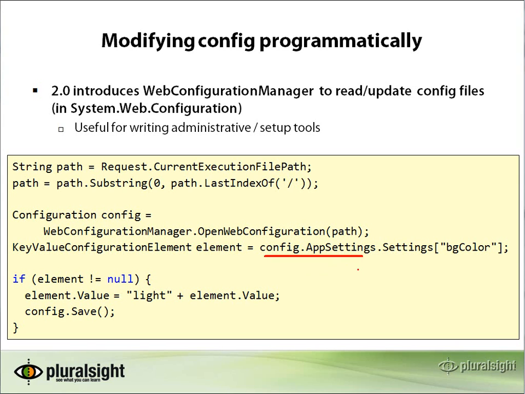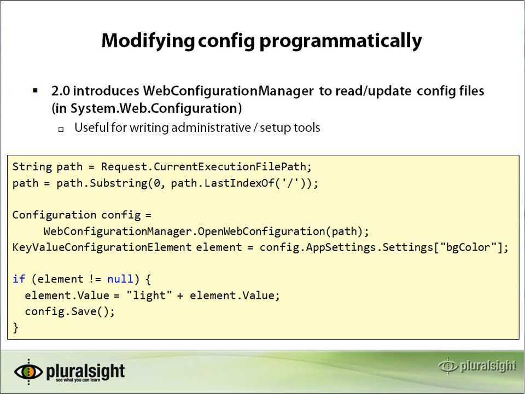For example, the app settings you can access in this way and pull out a corresponding element, which you could then make modifications to. And after making modifications to elements within the configuration settings, if you call save, that will flush your changes back out to disk and write the new version of the configuration file.